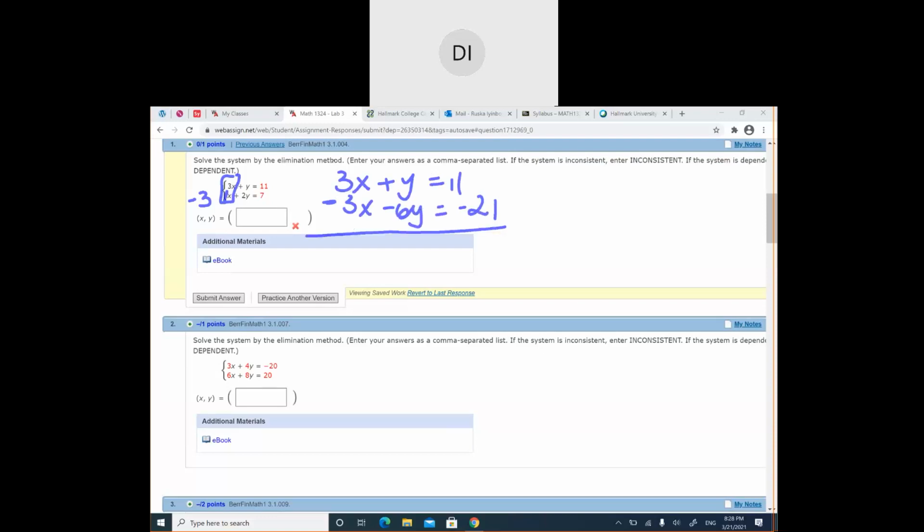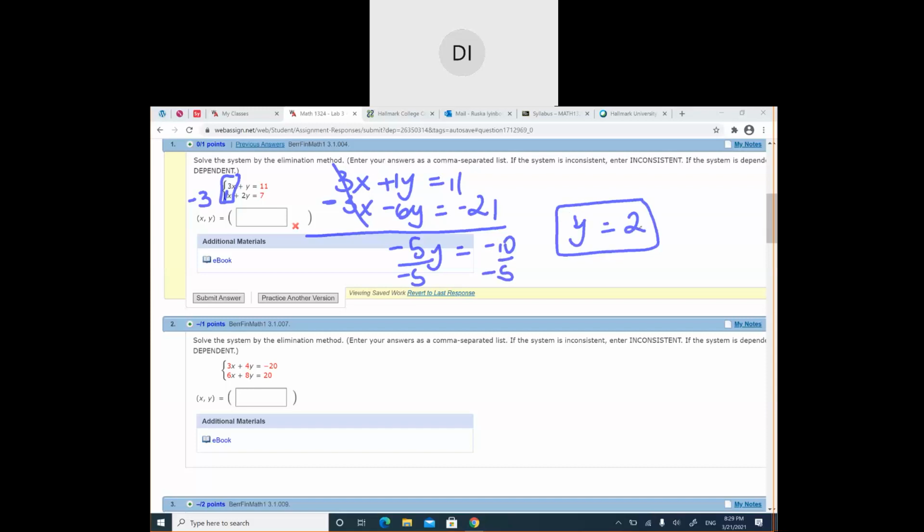Now when I add the two equations, 3x minus 3x is 0, and then we have 1y minus 6y is -5y equals 11 minus 21 is -10. We're going to divide by -5 on both sides to get y equals 2. So that's your y. And then you can do it different ways from here.